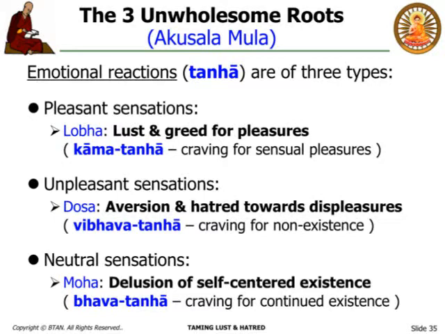If you think about it, rupa, there is a Malay word for it, which means appearance, form. Nama, name, label. So here, mula, the beginning, the root. So akusala mula means the root of unwholesome experiences, unwholesome reactions. So these are the three unwholesome roots, which sometimes is translated as three evil roots.